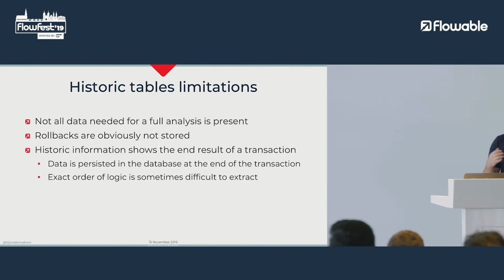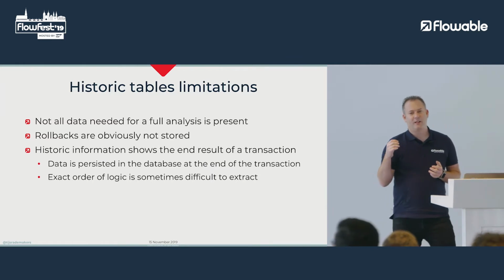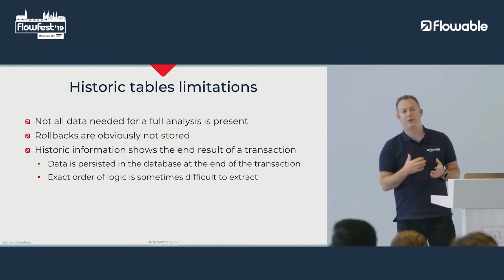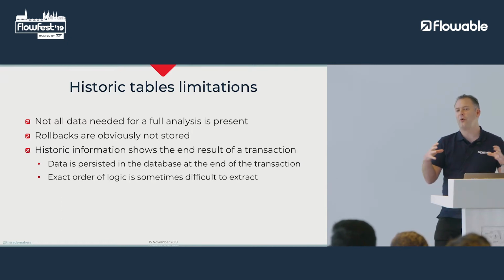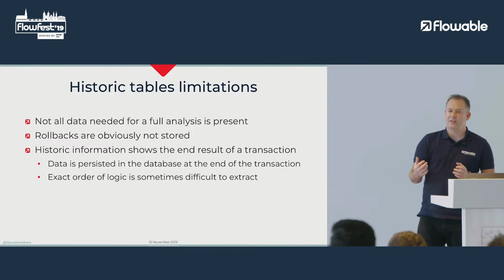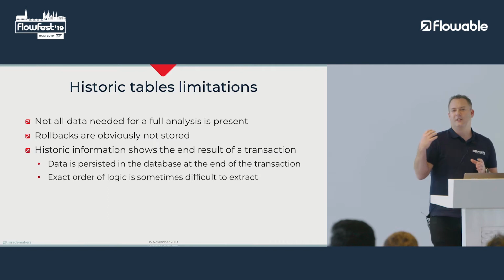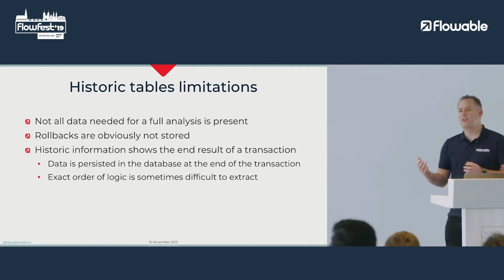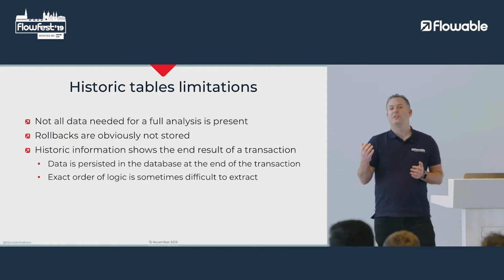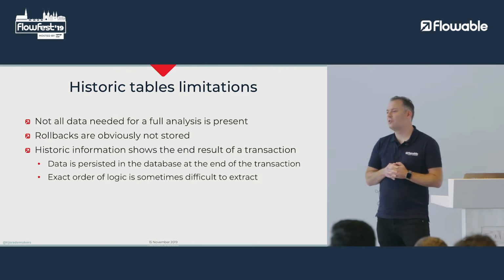Another, more fine-grained thing is that historic information is always the end of the transaction. How Flowable works is that we gather everything that we change within one transaction, and only at the end we store that information in the database. So the data that is persisted in those historic tables will always be the aggregation of your transaction, which is fine in a lot of cases, right? Because you are only interested in the end result.